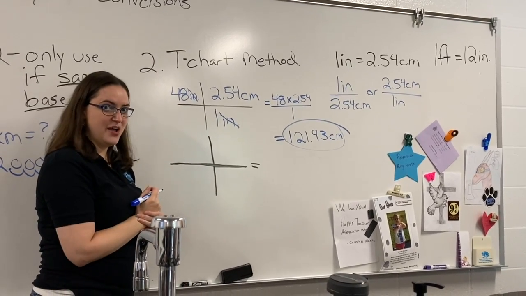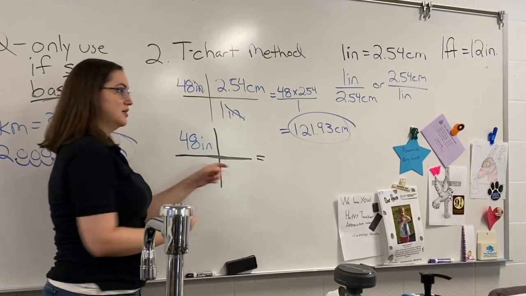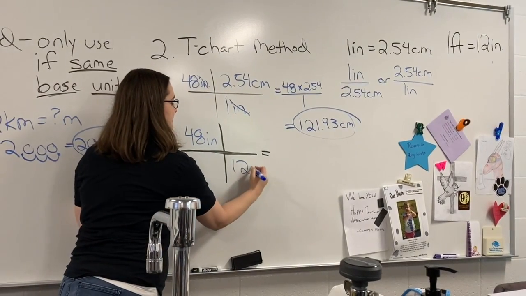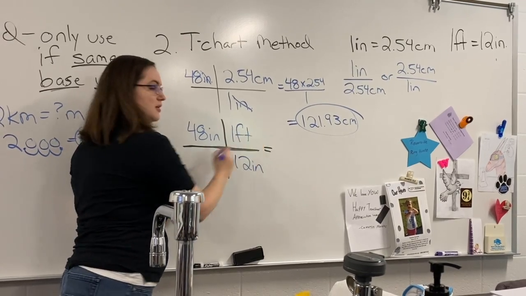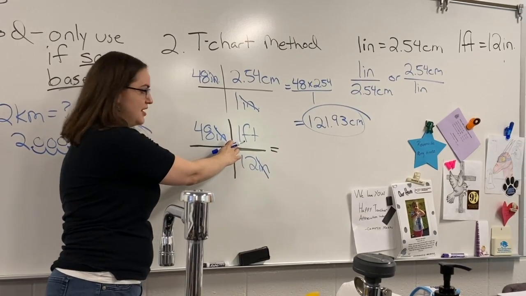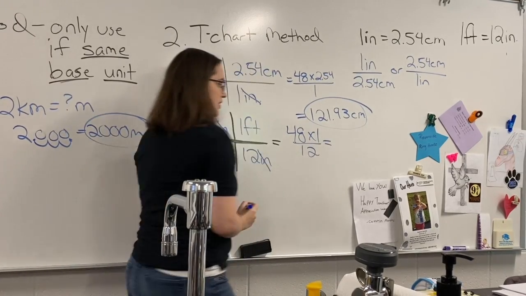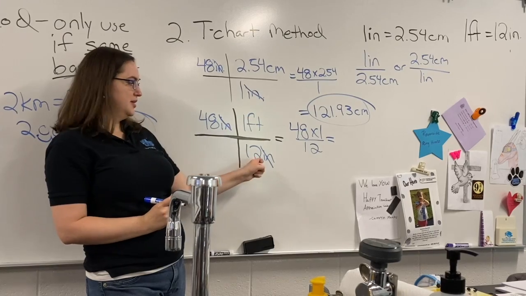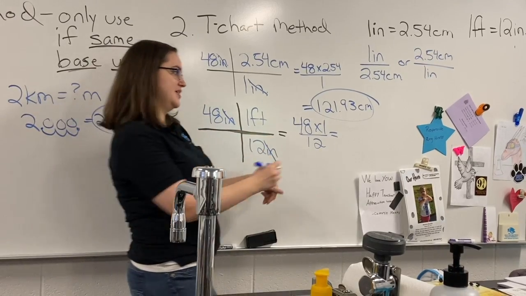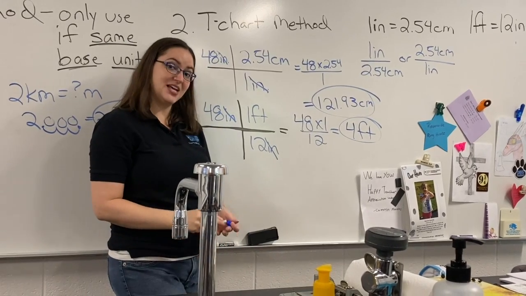Now, if I wanted to know how many feet my child is, we know that 12 inches equals 1 foot. So I would put inches on the bottom and feet on top, so that I can cancel out inches. I'm left with feet, which is what I wanted, and then I just do my math. 48 times 1 is 48, divided by 12 would give us 4 feet. And that's how you do the T-chart method.